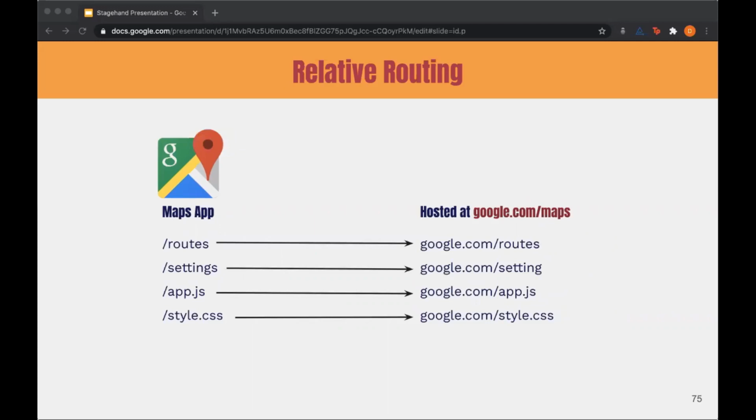However, there's already an app being served from google.com, so we can't use that. So we want to serve our entire Maps app from the /maps path. Unfortunately, the application code will not be aware of this change, and it will look for the asset in the wrong place, as you can see in the image.